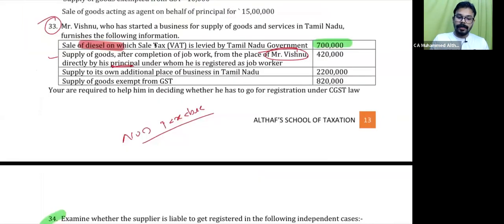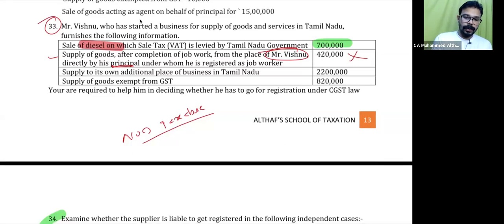So here, shall we add or not? He's a job worker. He's not an agent. Shall we add this sale which is made on behalf of the principal? No, we should not add this one. If it's an agent, yes, we have to add.